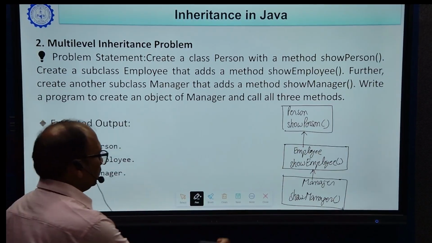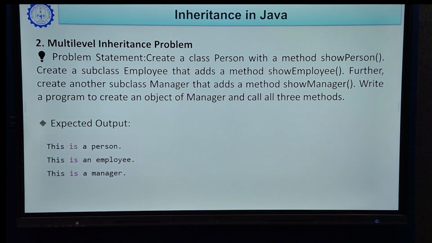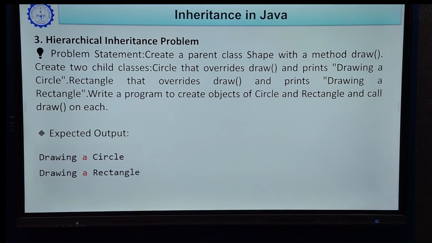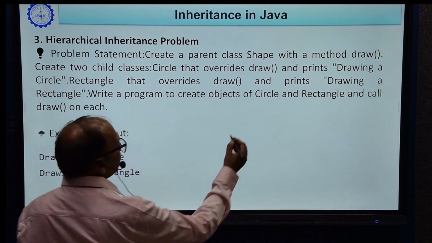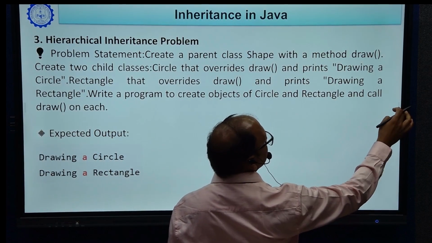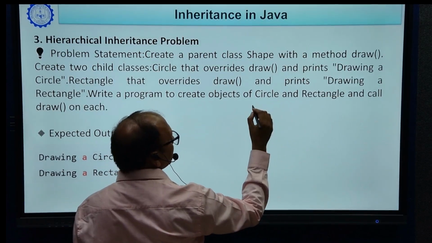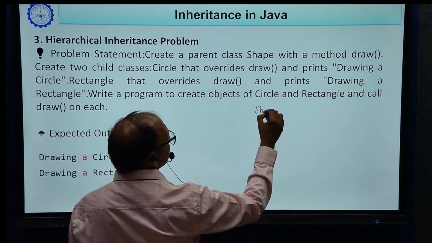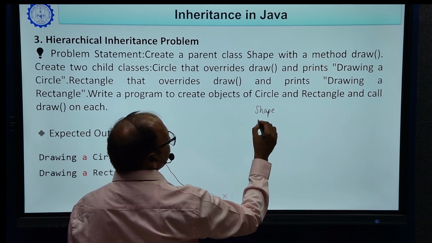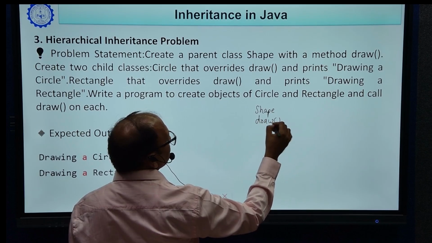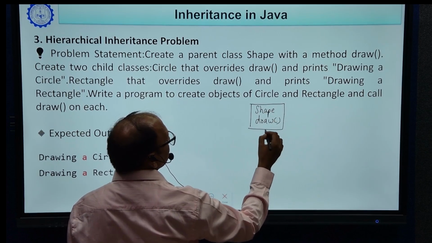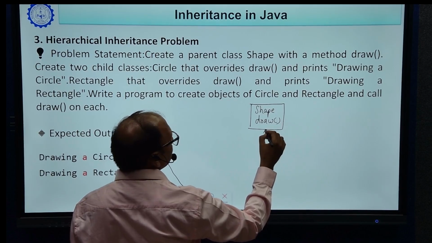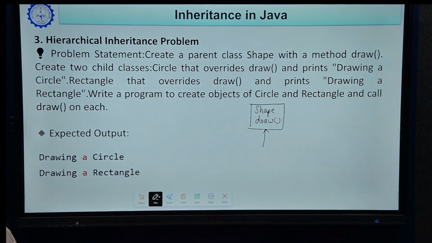Right. So now the third problem is the hierarchical inheritance problem. Now in this problem, what we will do, we will create a parent class shape. You have to create a parent class shape, and you have to define a method draw in this class, right? And in this class we create two child classes.